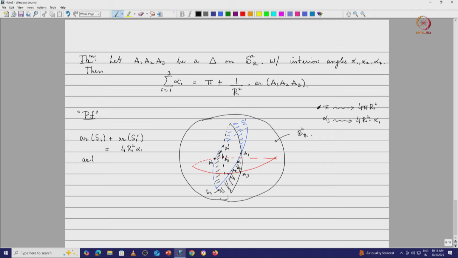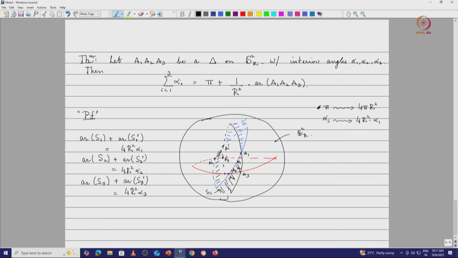Similarly, area of S2 plus area of S2 prime is going to be 4 r squared times alpha 2. Area of S3 plus area of S3 prime is going to be 4 r squared alpha 3. But now you notice that if you take all these sectors, they basically cover up the entire sphere, right.